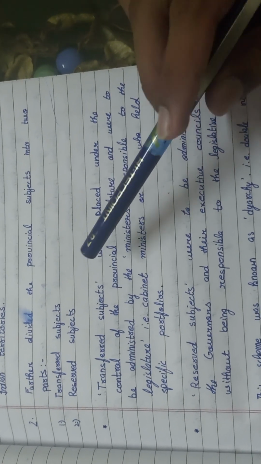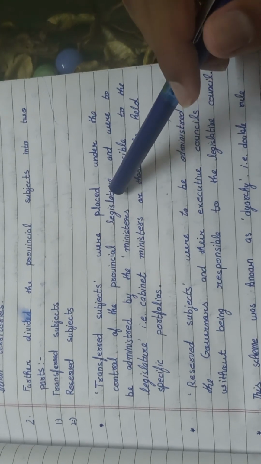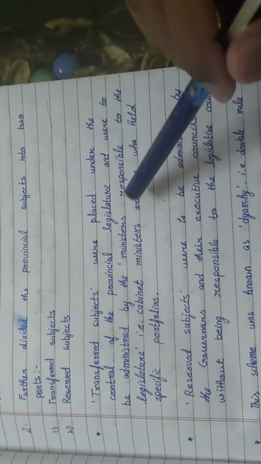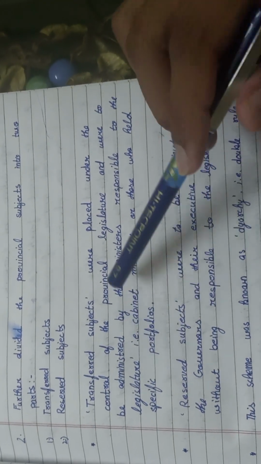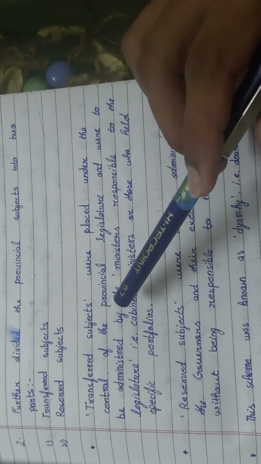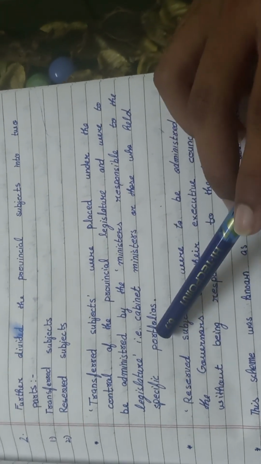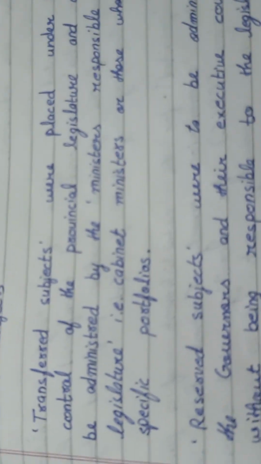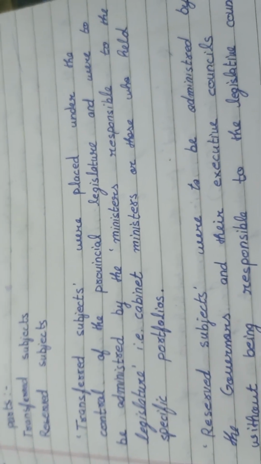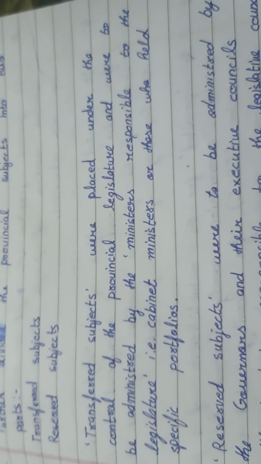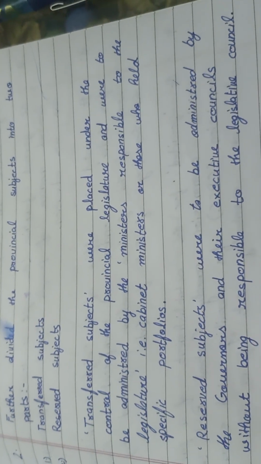So the transferred subjects, that is the first part, were placed under the control of the provincial legislature, that is the legislature of the province, and were to be administered by the ministers responsible to the legislature. Here I put inverted commas. It means I'm trying to stress on it, ministers responsible to the legislature. And who were those ministers? They were like our current cabinet ministers. Ministers responsible to the legislature are nothing but elected or chosen ministers that were part of the governor's legislative council.